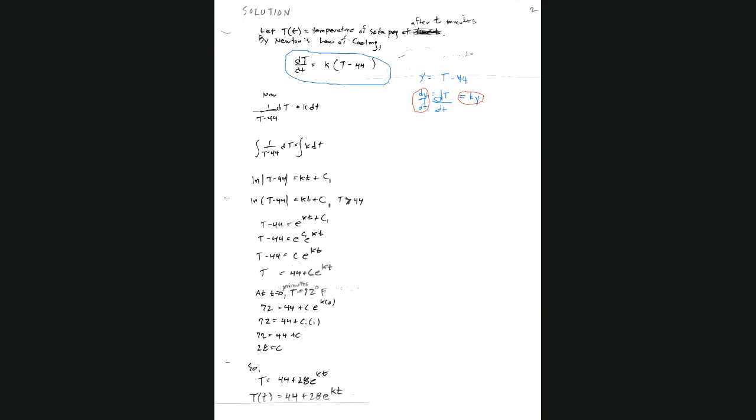But I look at this problem and I'm just more comfortable separating the variables right here. So if we separate the variables, 1 over T minus 44 dT equals k dt. And therefore, the integral of 1 over T minus 44 dT, and this T here is a capital T, it's not a lowercase t, equals the integral of k dt.